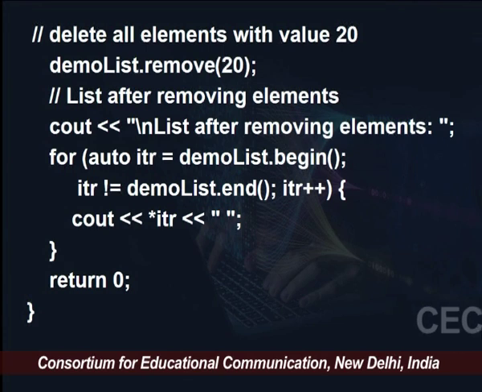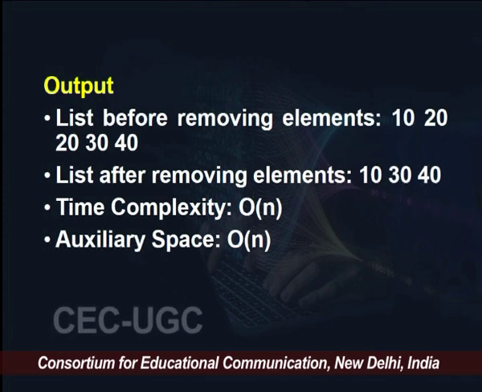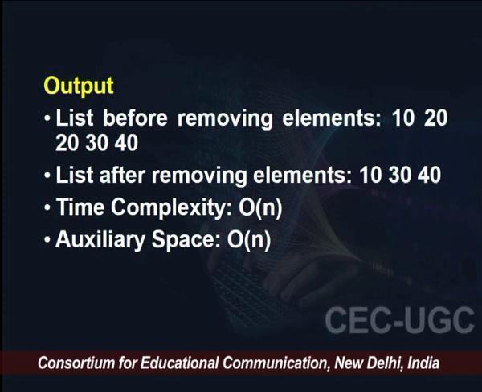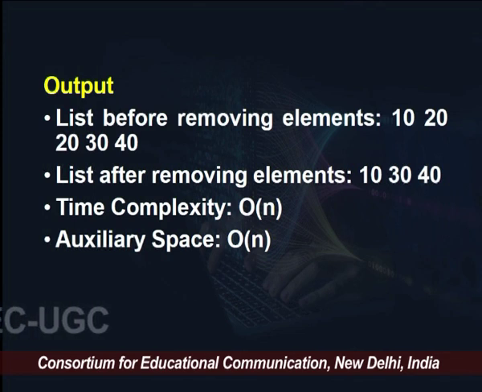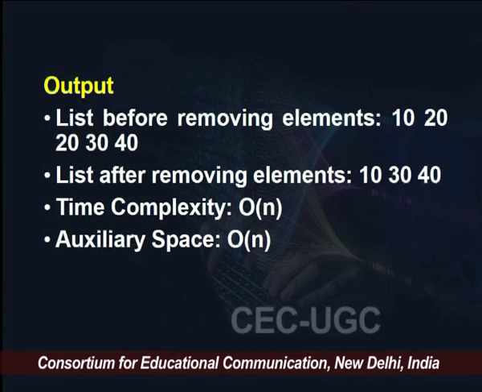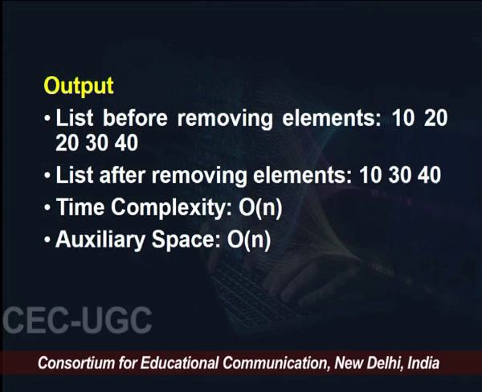So, if you look at the output, it will be as given on the screen. The list before removing the elements was 10, 20, 20, 30, 40, with two occurrences of 20, and the list after removing elements, both the occurrences of the element 20 are erased, and what is left is 10, 30 and 40.